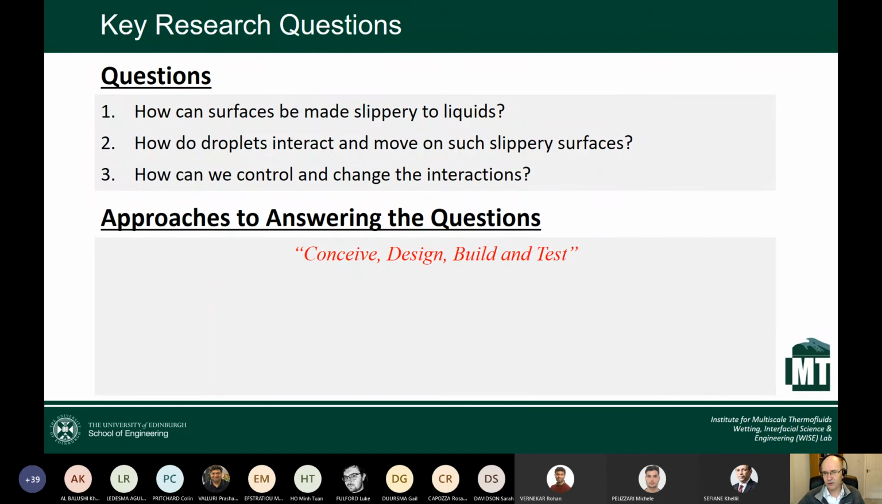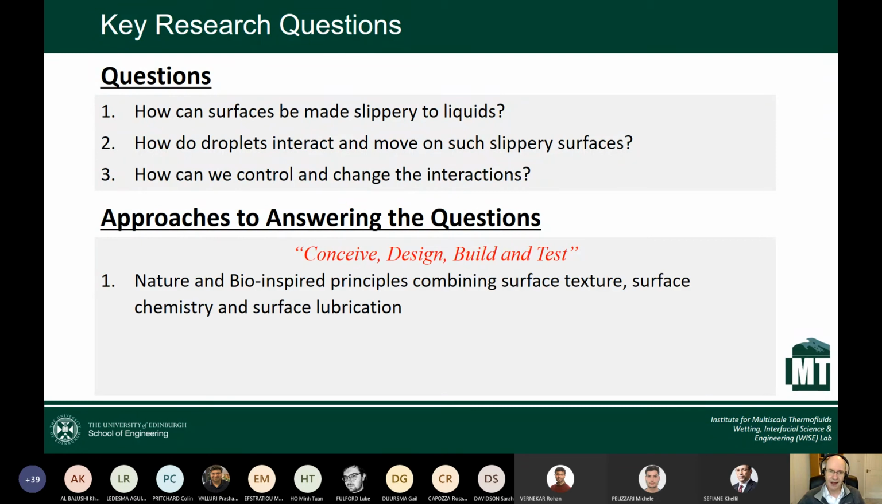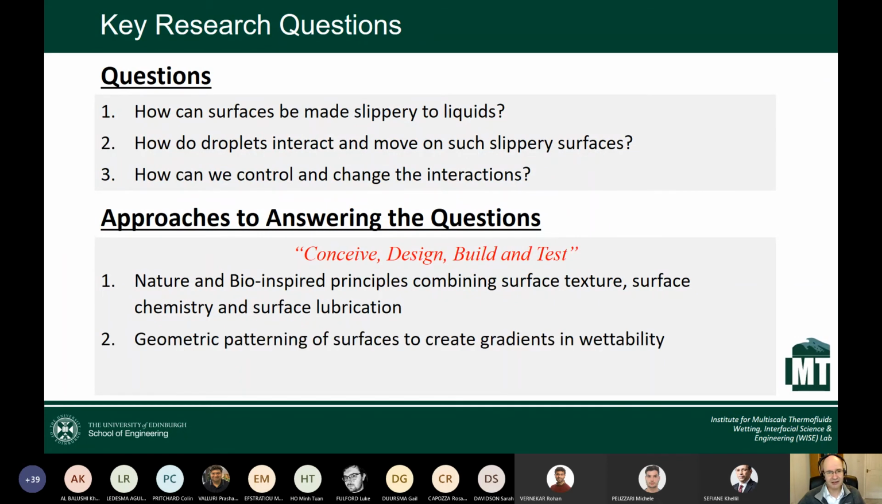And I guess the approach I would say is always around conceive, design, build and test. We think about how the world might behave and how it might be different. We try to design how to look at that in the laboratory. We build collaborations, we build experiments, we build the theory, so to speak, that go with all of that, and then we test. And we often use these nature and bioinspired principles, which tend to combine surface texture, surface chemistry, and surface lubrication. We often pattern surfaces, whether that's through lithography or other techniques, to create gradients in how droplets sit on surfaces, their wettability.